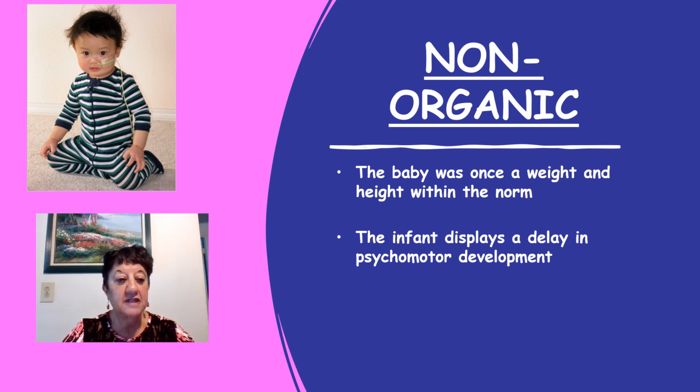Now, it can be child neglect if the parent does not take the child to the doctor and get help for it. Or let's say the mother knows that the child keeps throwing up a certain kind of formula, but keeps giving the child that formula. So that would be organic failure to thrive. It's something within the child's system that is making them not grow.